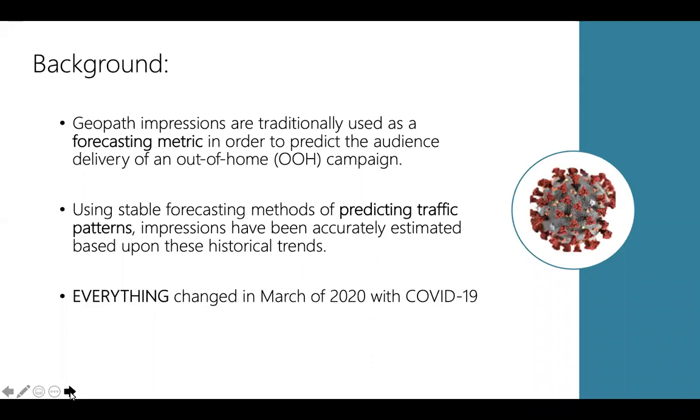Just to take a step back and level set a bit, I wanted to reinforce what Geopath impressions are traditionally used for. They're typically a forecasting metric, used to predict audience delivery for an out-of-home campaign. In doing that, we typically use historical trends to develop the forecast. And this has proven, over the years, to be a very stable method of predicting travel patterns and ultimately informing the forecast. But with March 2020 and the onset of COVID-19, everything changed.